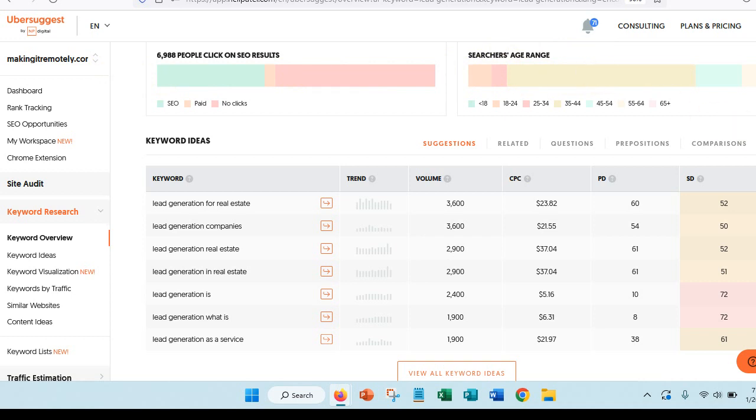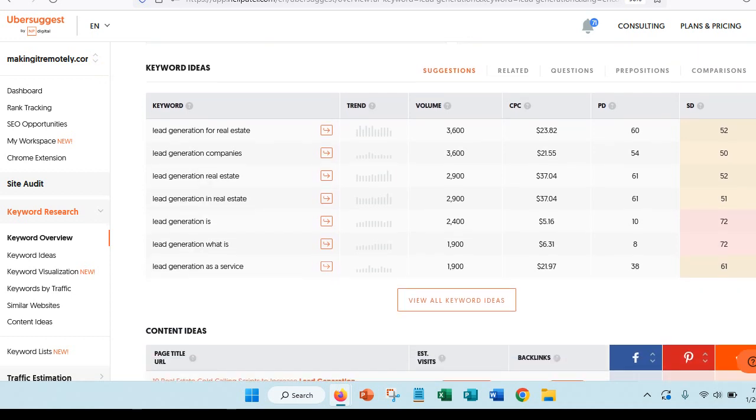And then you can also look at the keyword ideas. So lead generation for real estate, search volume is about 3,600. Lead generation companies, lead generation real estate, lead generation in real estate, lead generation is. So there are a lot of people out there that want to know what lead generation is. That might be a good topic to write about.